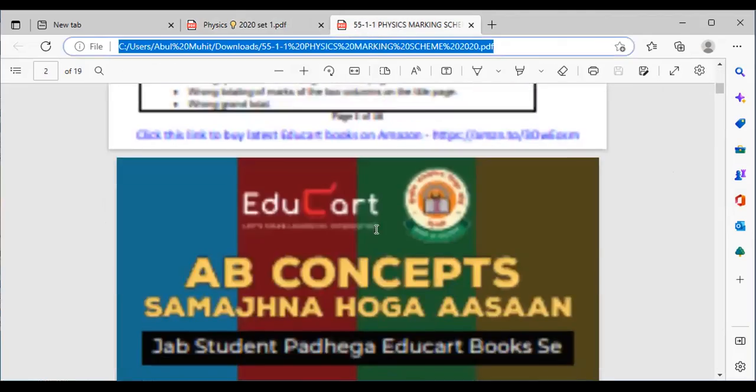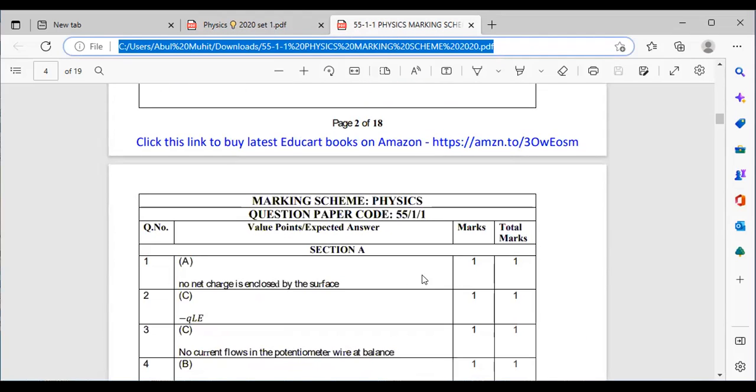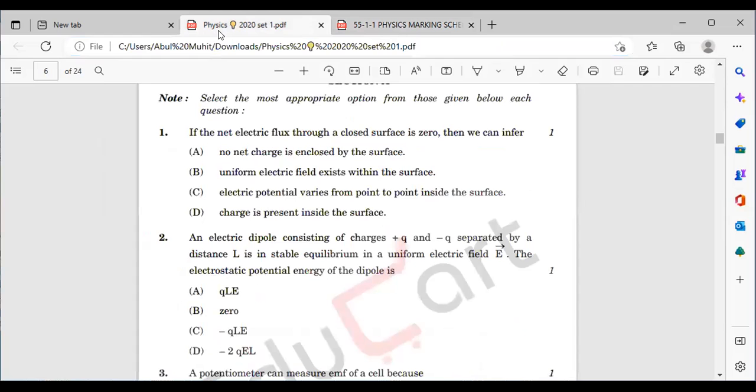So we'll go back to this marking scheme and let us see the answer, the first one. He says A is the right answer, which is no net flux is enclosed by the surface, because you can write the reason for that. Here we write that phi is equal to Q by epsilon 0. So when Q is equal to 0, flux phi also will become 0. This is the meaning of the first one.